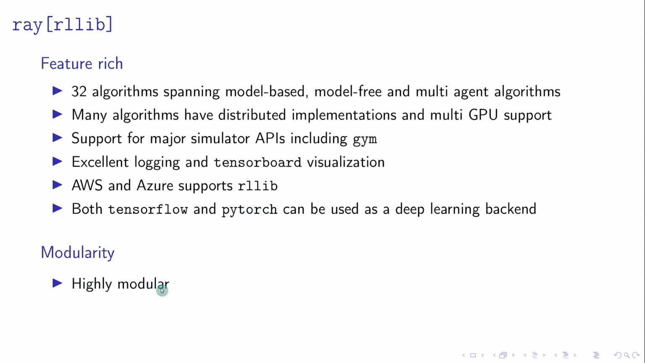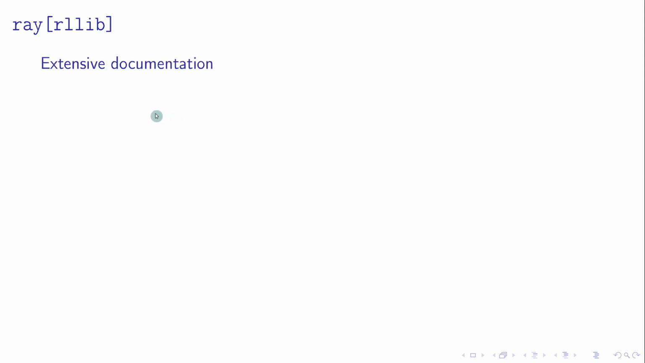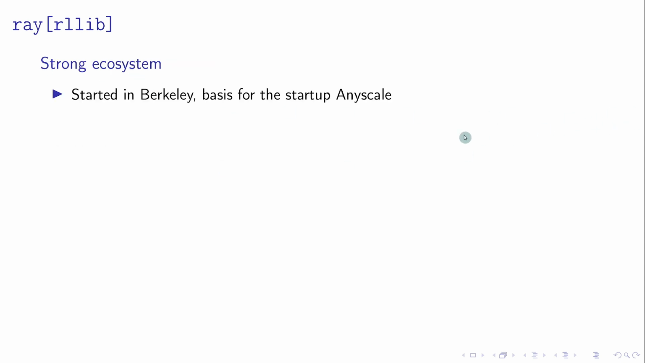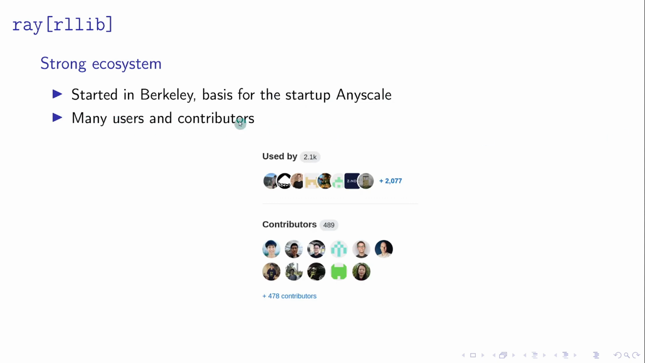The framework is highly modular, and it has extensive documentation, including architecture and API docs, tutorials, and examples. It has a very strong ecosystem. The Ray project got started at the University of California, Berkeley, and is now the basis for the very well VC-funded startup Anyscale. It has many users and contributors, as you can see from the screenshot from its GitHub repository. In the next lesson, I'm going to show you how to install Ray Rllib on your computer.